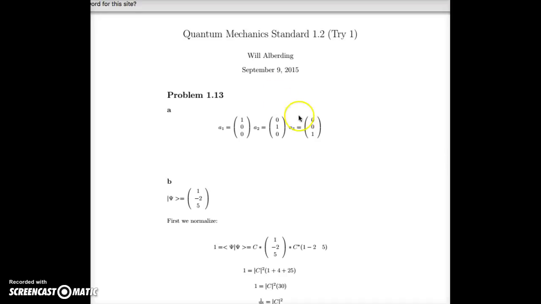So simply right here, it's really pretty trivial. You just write down each possible state in matrix notation. That we can see right here.